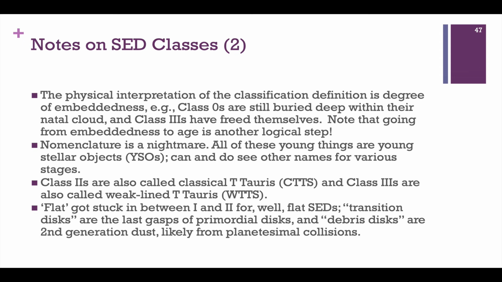Nomenclature really is a nightmare. We're going to just call all of these things young stellar objects, or YSOs. You will see other names for various stages. You just have to be clear when you're writing on a poster or in a talk or in a journal article for sure. You have to be very clear about what you mean when you use these words. Like I said, class 2s are also called classical T-Tauri, and class 3s are weak-lined T-Tauri. And then flat got stuck in the middle, and debris disks are second generation dust.